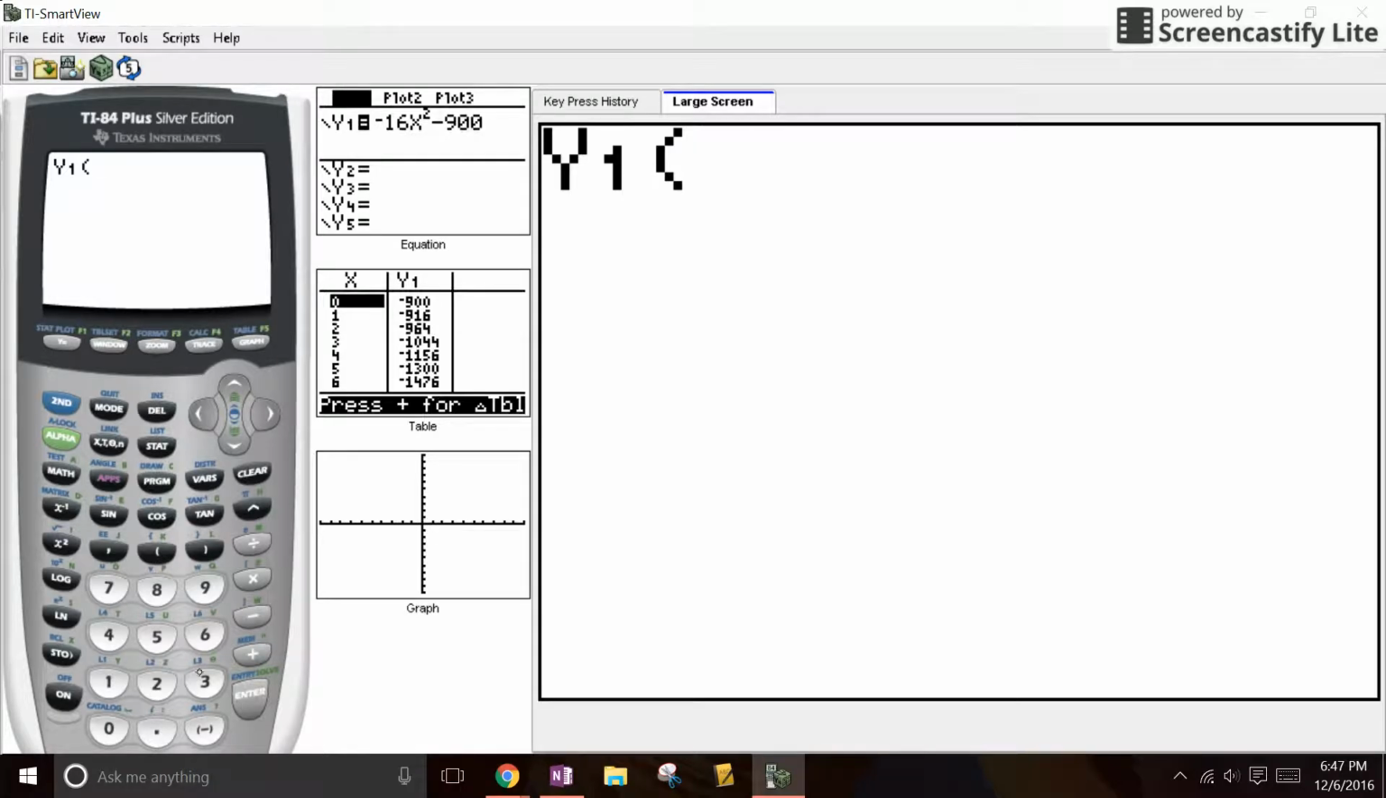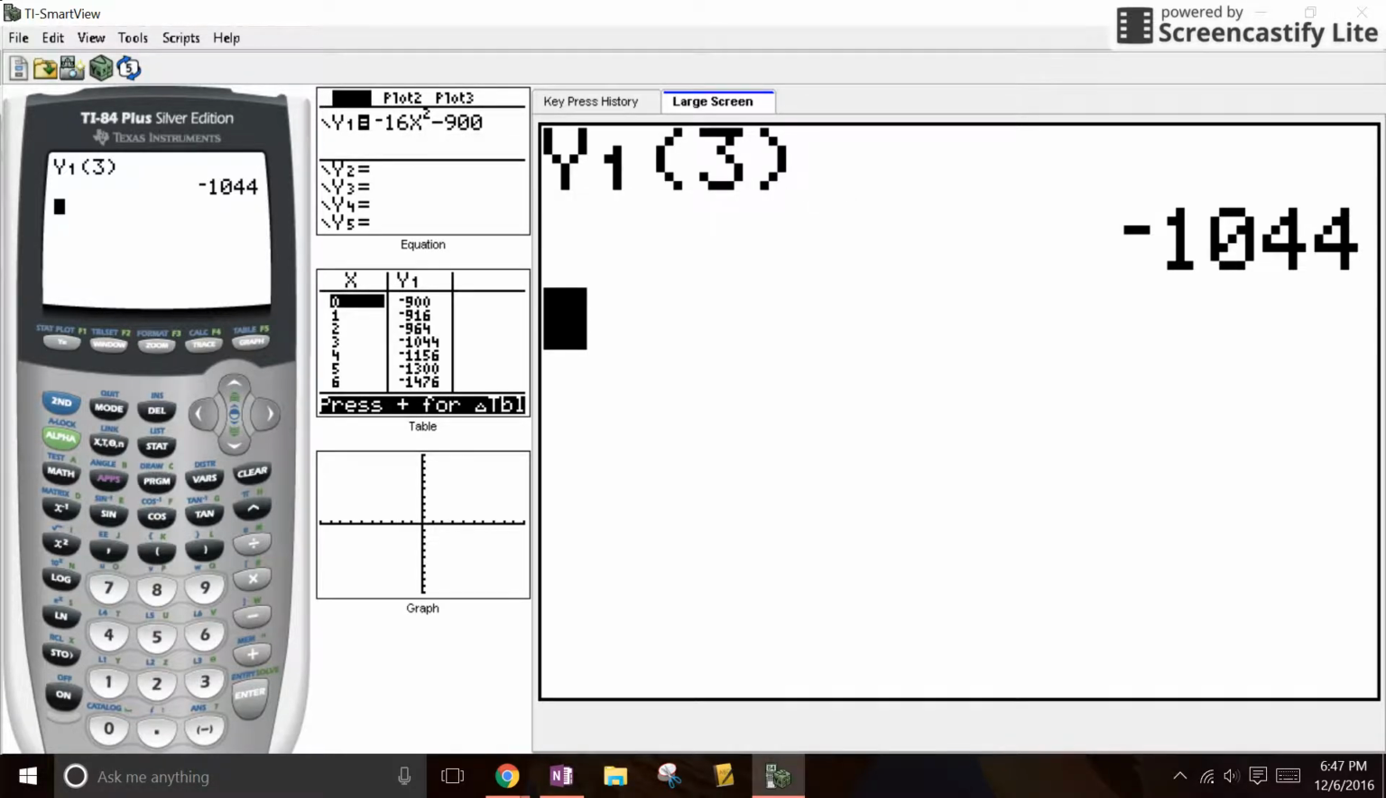So parenthesis 3. See how this is just like f of x, right? Where we always say f of x is y. Well, we have y and then parentheses, the x value is a 3. So this is saying plug a 3 into y1 and tell me what you get. And here I can show you. If you see, it's -1044. All right. Now, what is that distance that he travels? So he goes y1 evaluated at 3 minus y1.